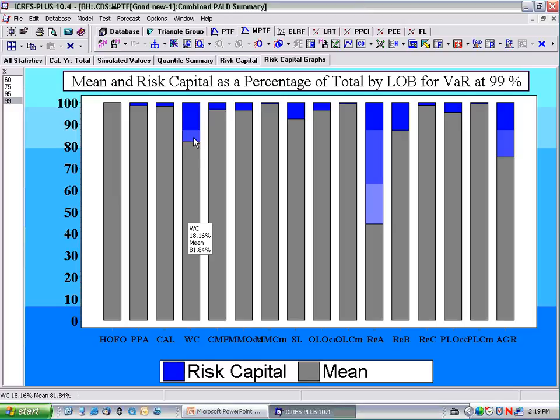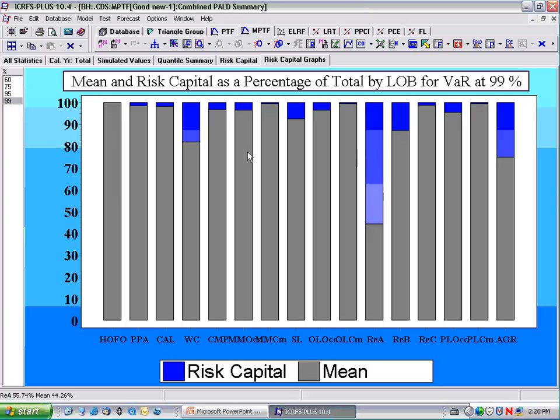So workers' comp. So if you look at the risk capital plus the mean, the risk capital component is 18.16%, and workers' comp has got the largest CV, whereas REA has the largest capital allocation. It has risk capital of 55.74% and a mean of 44.26% of the aggregate of the mean and the risk capital. Okay, I hope that's clear.